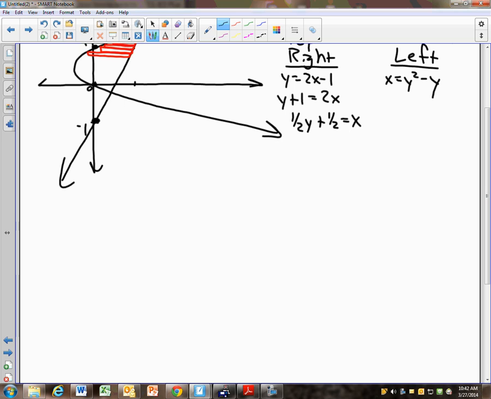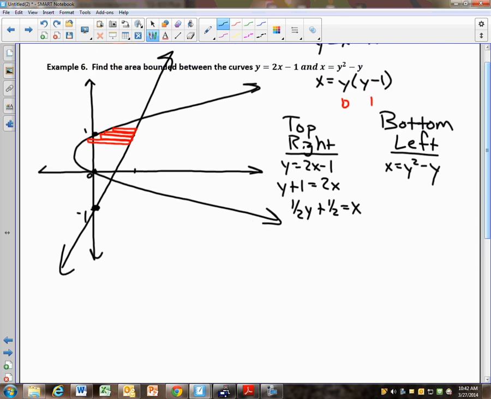Do I know where they intersect? No. Before we used to look from left to right for our bounds. But now we're looking for this y value right here, and we're looking for that y value right there. Well, I have an x equals and an x equals. I can solve for y by setting them equal to each other. So we have y squared minus y is equal to 1/2 y plus 1/2.